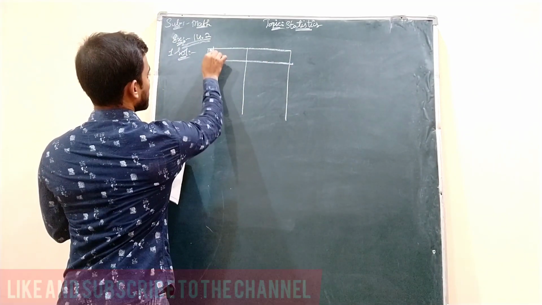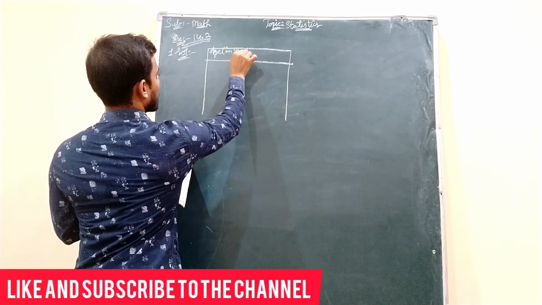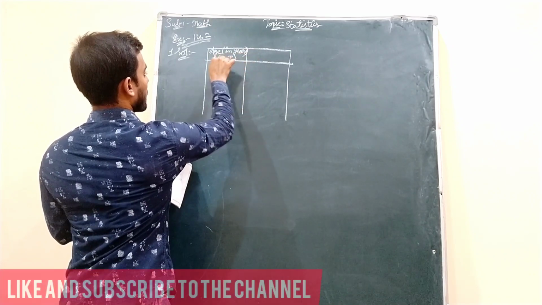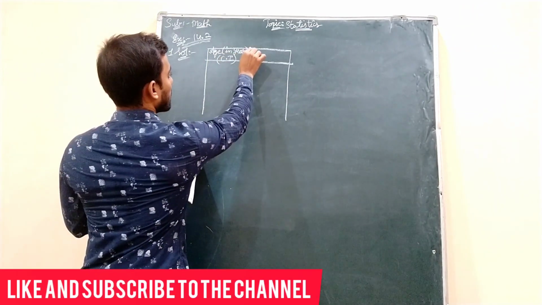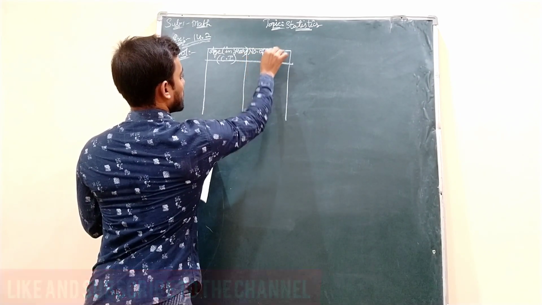One is age in years. As you all know, this is the class interval. Then number of patients.